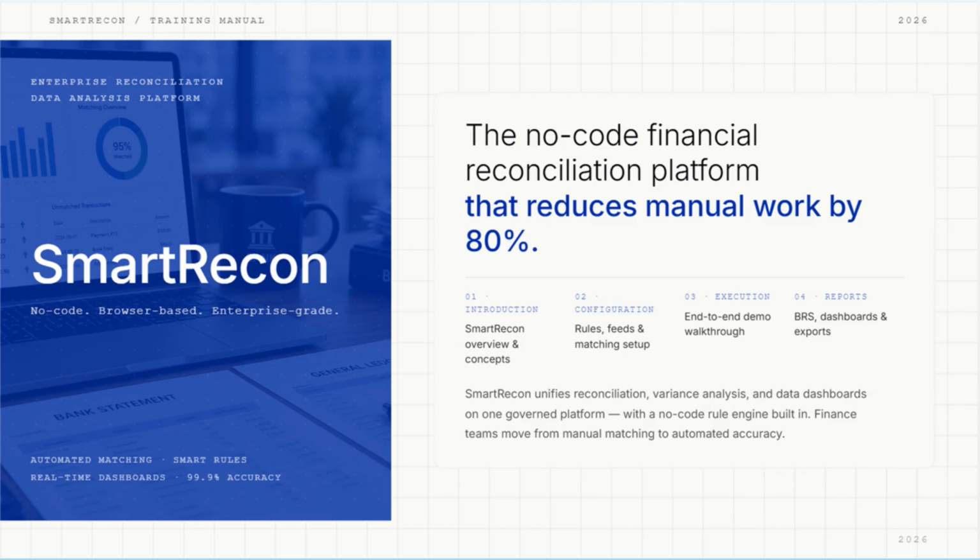Smart Recon is an enterprise reconciliation platform. It is a no-code browser-based solution designed to automate financial reconciliation processes and reduce manual effort by up to 80%. Throughout this training, we will explore how Smart Recon works and understand why organizations rely on it to improve operational efficiency, increase accuracy, and streamline reconciliation across multiple financial systems. Let's begin by looking at what we will cover in this training.